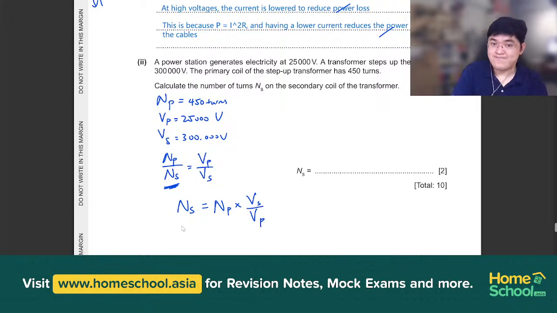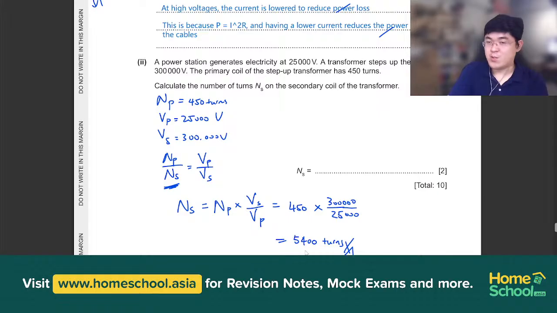Vs over Vp. Okay, now let's put in the numbers. Number of turns here, 450. Okay, 450 multiplied by secondary, which is 300,000, divided by 25,000. Now we can put everything into the calculator. We should get 5,400 turns. Of course, this one is already in 2 significant figures. We leave it as it is.